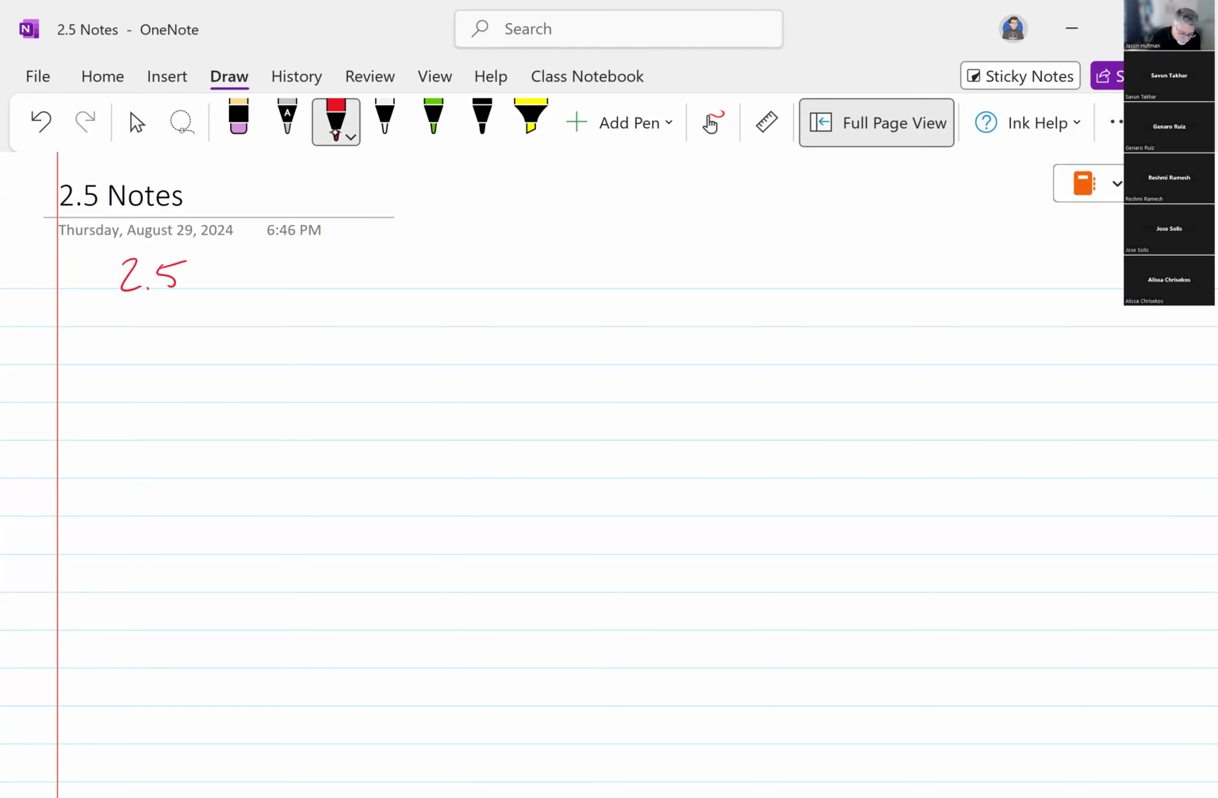Okay, 2.5 is on physical applications of integration.